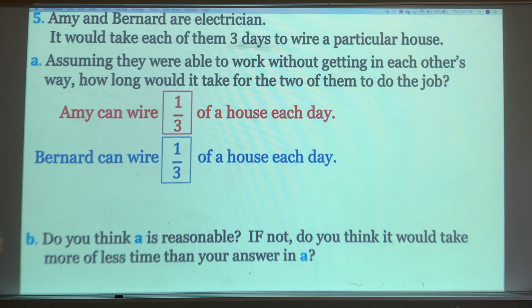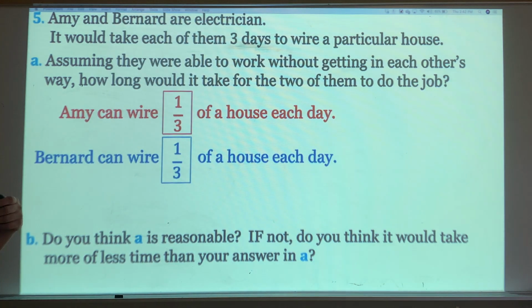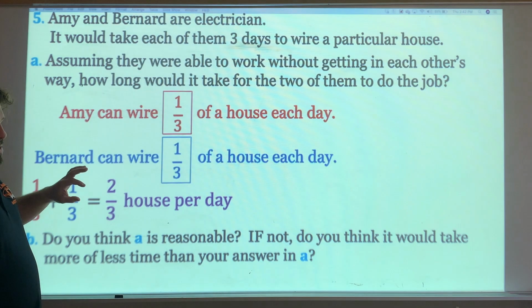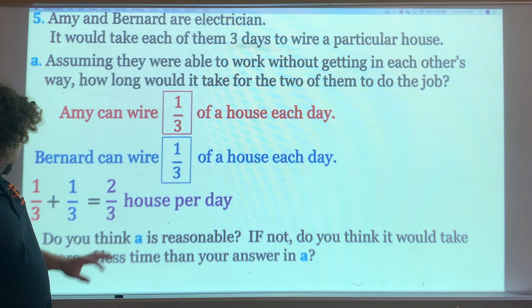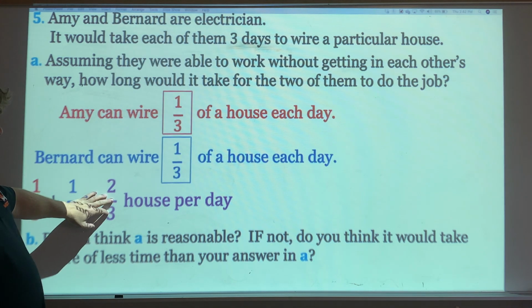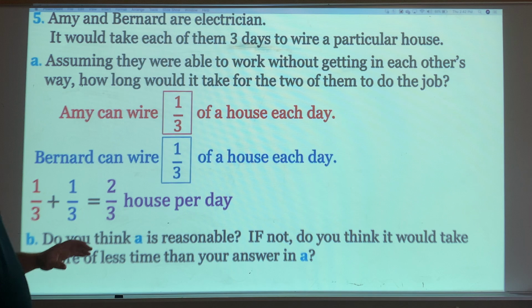All right, so how long will it take both of them to do the job? How much of a house, sorry, can both of them wire a day? 1/3 plus 1/3 equals 2/3 of a house per day. So they could do 2/3 of a house per day. So how long would it take the two of them to do a whole job?